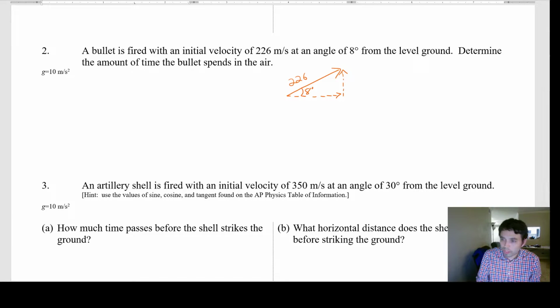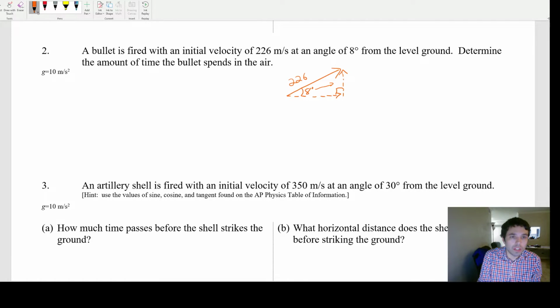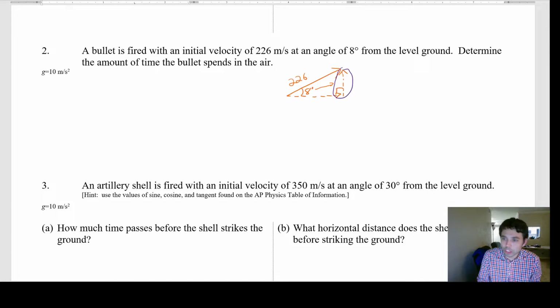So we got to find this side. This side is opposite the angle. It's a right triangle. This side here is opposite the angle, so we can do that with sine. So we do sine of our angle equals opposite, which is the vertical velocity, right? This is the vertical velocity side here. So Vy. That's the opposite side of the triangle.